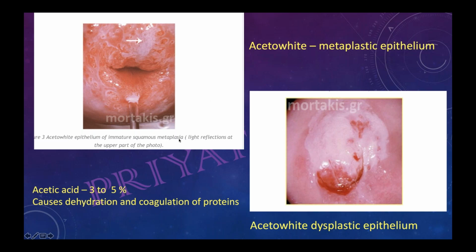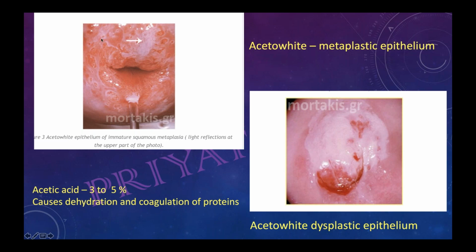Usually what happens in colposcopy, after you have set your colposcope and the patient is in position, we apply two types of chemicals. For chemical number one, we apply acetic acid, and its strength varies from 3 to 5%. When we apply acetic acid, it causes temporary dehydration of the cell, and also coagulation of protein. Because of that, there will be a whitish change. Therefore we call this acetowhite.